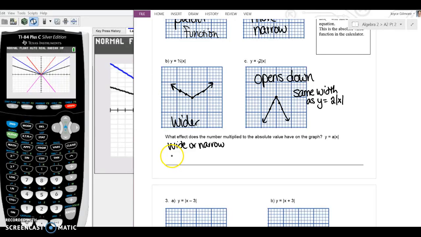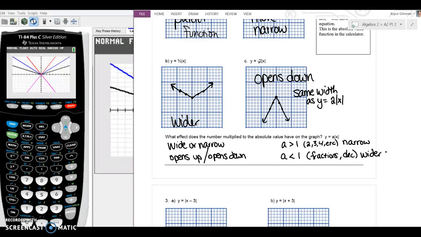is. It also affects whether it opens up like a V shape or opens down, kind of like a mountain. So let's put some explanation in here. If that a value is larger than 1, like 2, 3, 4, numbers bigger than 1, it's going to be more narrow. If a is less than 1, like fractions or decimals, it's going to be wider. And if a is negative, it's going to make it open down, like that.